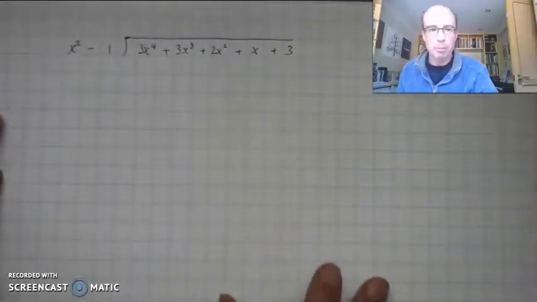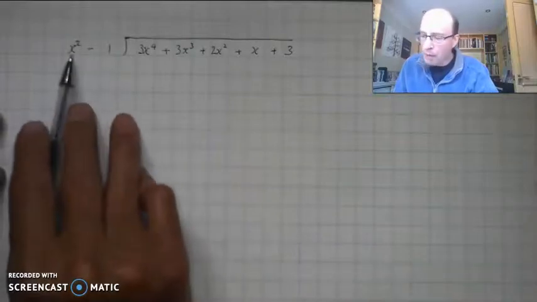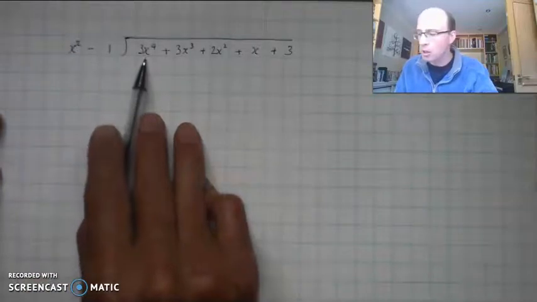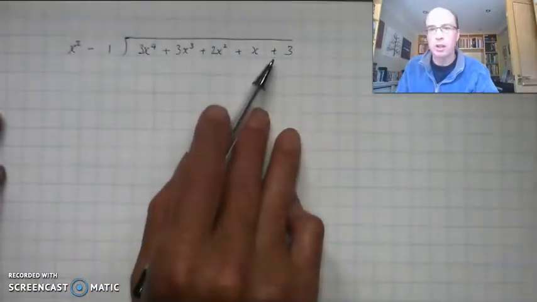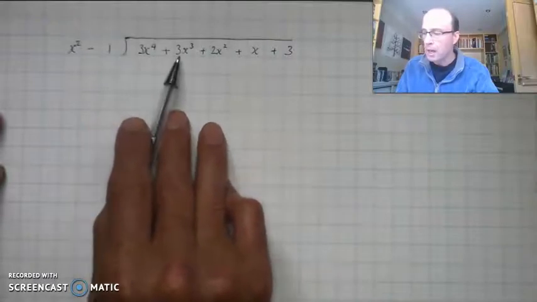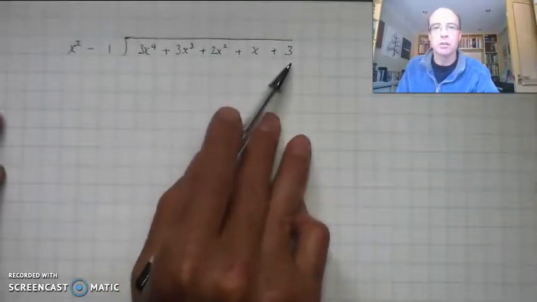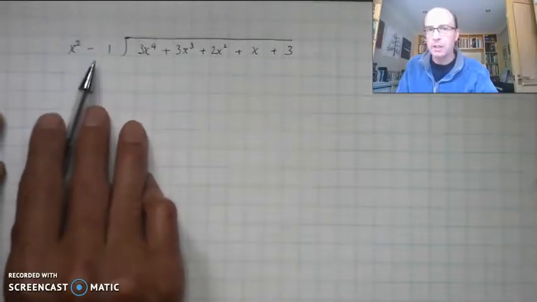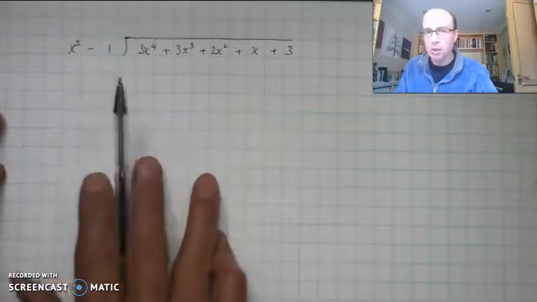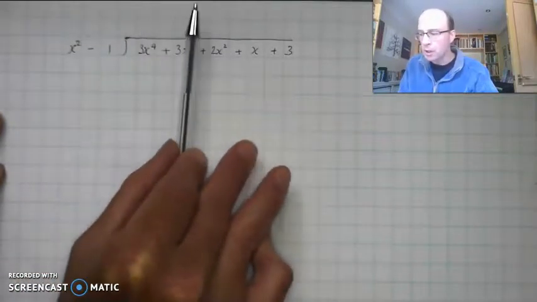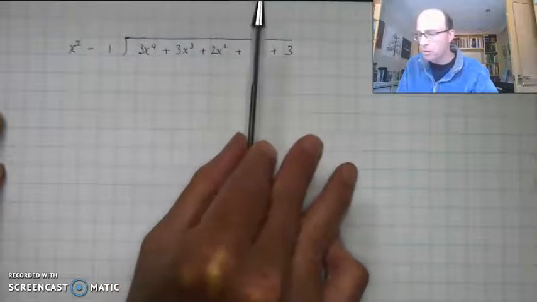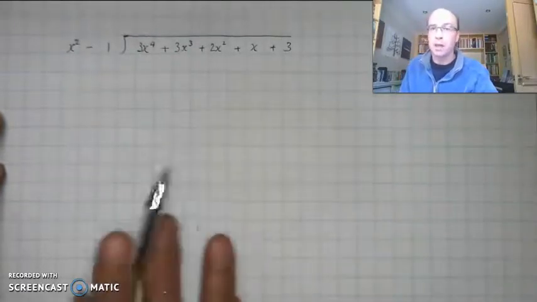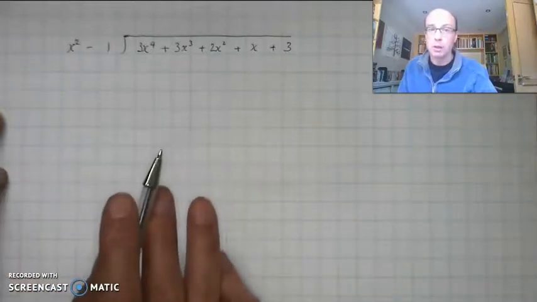Okay, one final example. This time, we've got x squared minus 1, and we're dividing it into this quartic expression over here. So I've got an x to the power 4, cubed, squared, an x, and a constant term. I haven't got an x in here. I need to be really careful, and this is where it really helps to make sure that you're lining up your powers of 4s, cubes, squares, x's, and your constants. If you do that, far less likely that you'll make a mistake. If you don't, guarantee it'll go wrong somewhere.